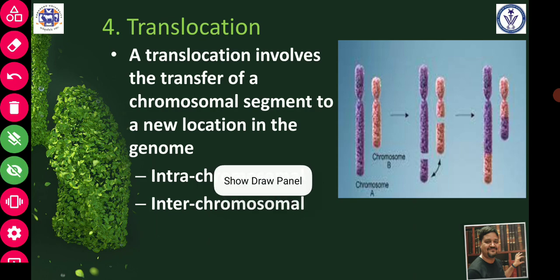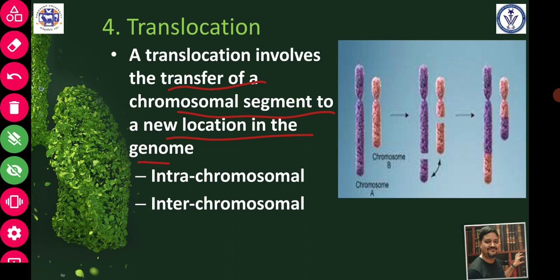Now the fourth one is translocation. As the name suggests, trans means change and location means place. So there will be a change in the place of a segment of DNA or segment of chromosome. A translocation involves the transfer of a chromosomal segment to a new location in the genome. So a particular segment will be translocated to a new place. It may be intrachromosomal or interchromosomal, within the chromosome or outside the chromosome. Here you can see the simple picture depicting the translocation.